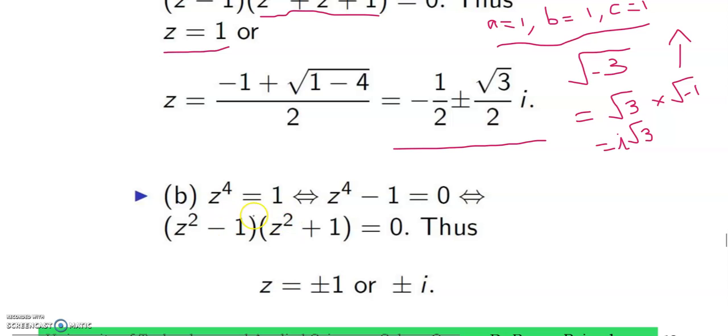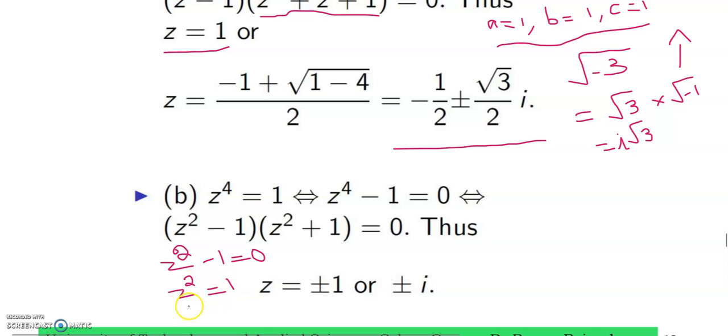Now here the product of these two terms is equal to 0. Therefore I can equate z squared minus 1 is equal to 0, one part. Suppose you write here z squared minus 1 is equal to 0, which means z squared is equal to 1.